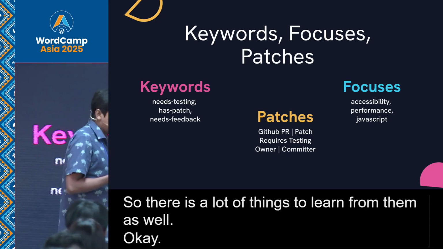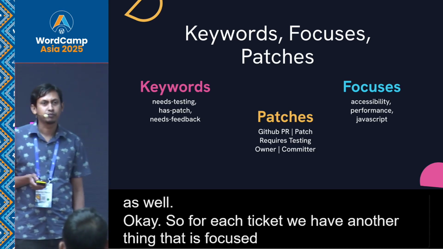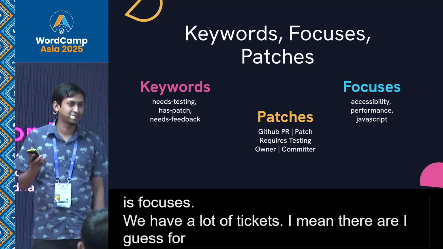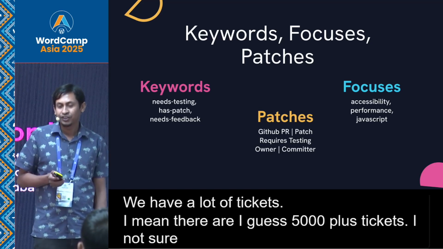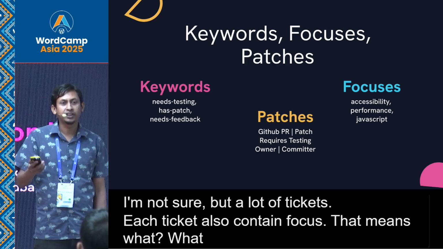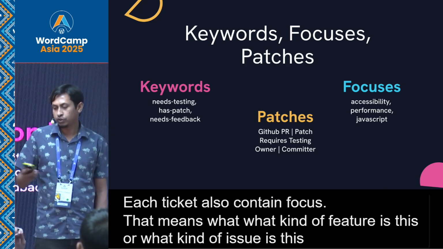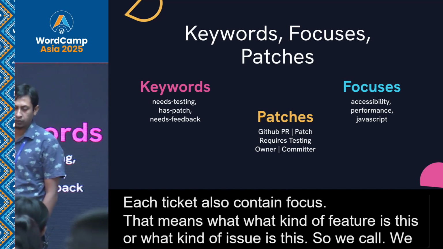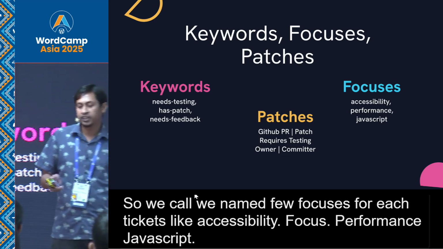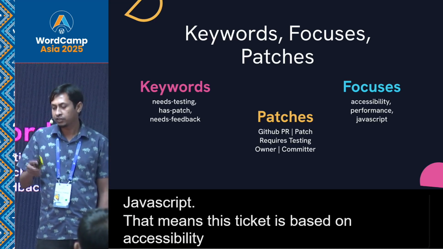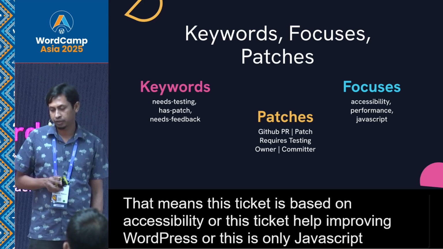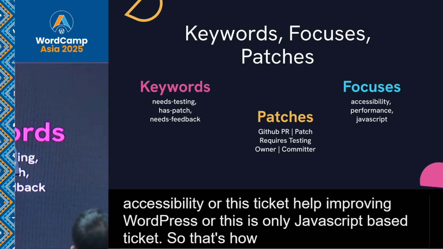Okay, so for each ticket we have another thing, that is focuses. We have a lot of tickets. I guess there are 5,000 plus tickets, I'm not sure, but a lot of tickets. Each ticket also contains a focus. That means what kind of feature is this, or what kind of issue is this. So we named a few focuses for each ticket, like accessibility, performance, JavaScript. That means this ticket is based on accessibility, or this ticket helps improve WordPress, or this is only a JavaScript based ticket. That's how focuses help sort those tickets.